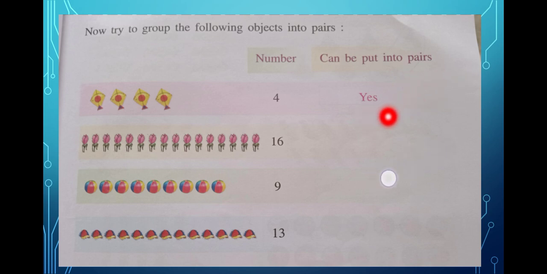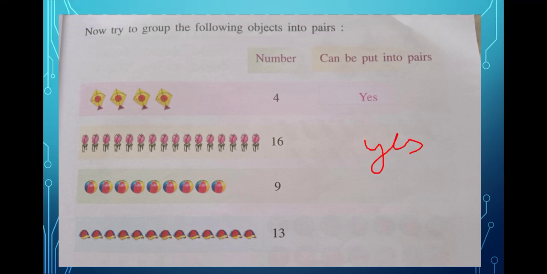Yes. Okay. So how many roses are there? These two one pair, 2 pairs, 3 pairs, 4 pairs, 5 pairs, 6 pairs, 7 pairs and 8 pairs. All are having a friend, isn't it? All are paired. How many roses are there? 16. That means, can you make it into a pair? Yes, you can make it into a pair. You can write here yes.